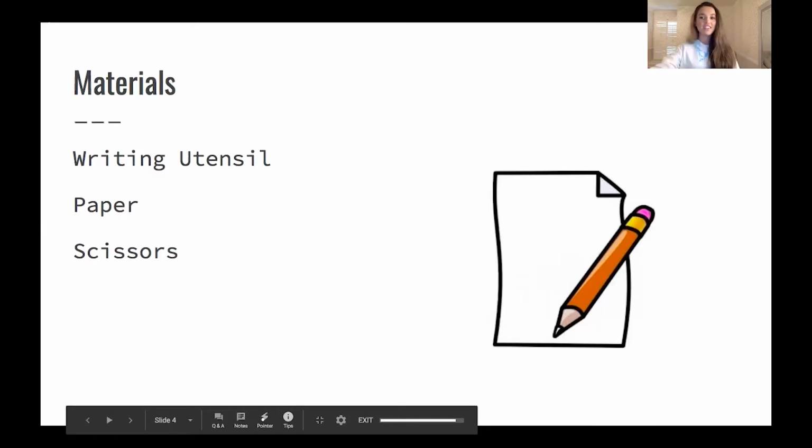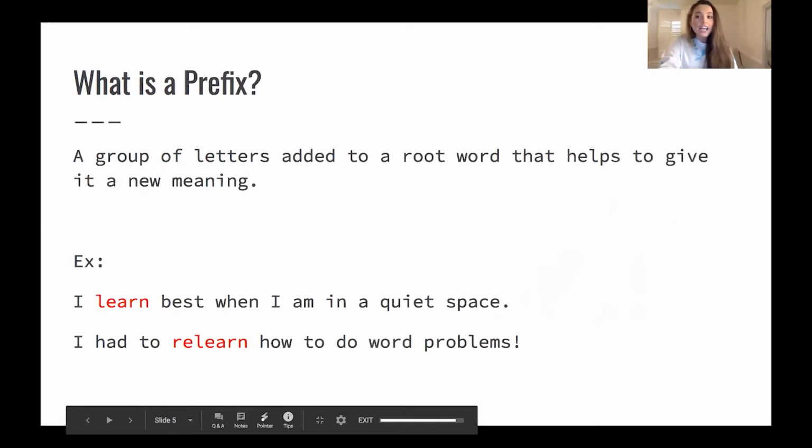Okay, awesome. Hopefully you have those materials and you are feeling all set to go in our lesson. Let's move on to the next slide. All right, so you might be thinking, what is a prefix? A prefix is a group of letters added to a root word that helps to give it a new meaning.